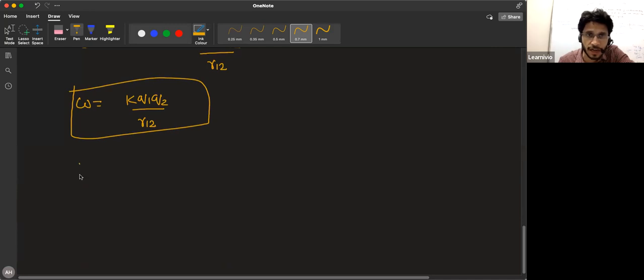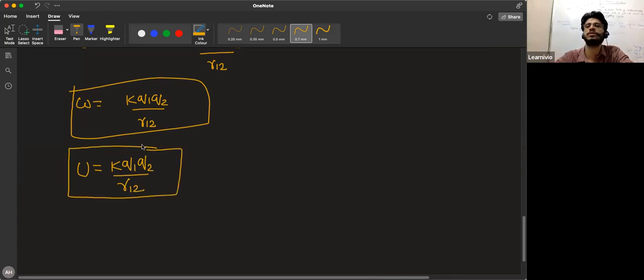So you can say that potential energy is K Q1 Q2 over R12. This is the expression of potential energy, K Q1 Q2 by R. This is how we calculate potential energy for a system of 2-point charges.